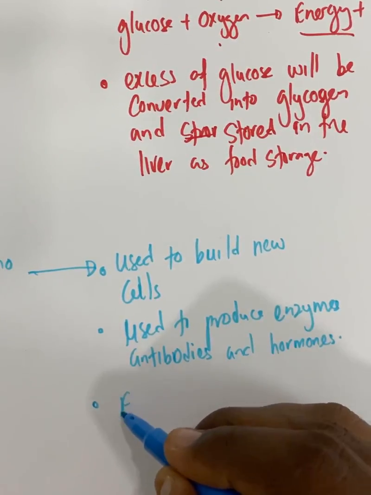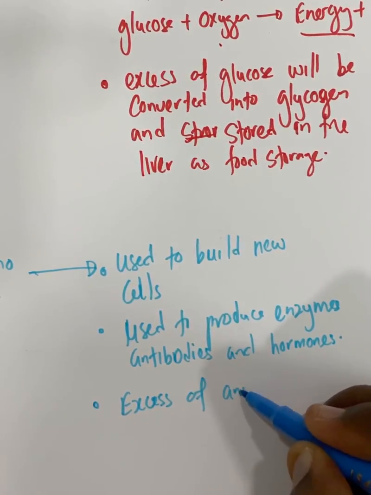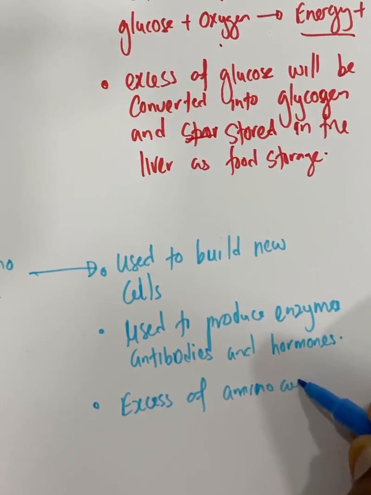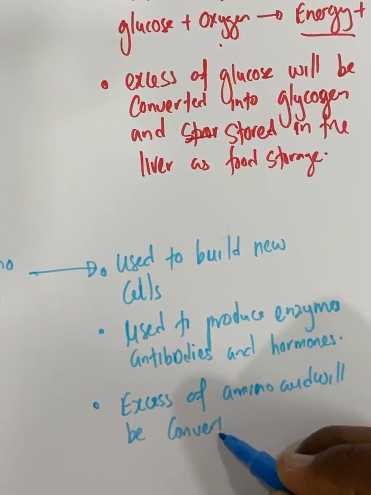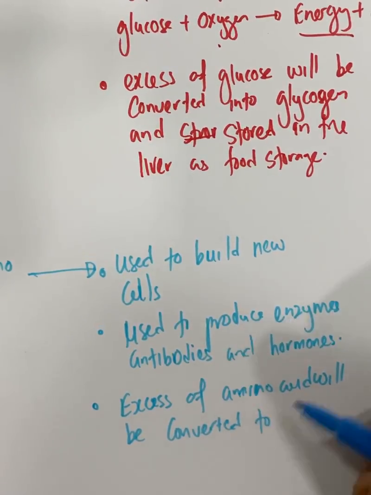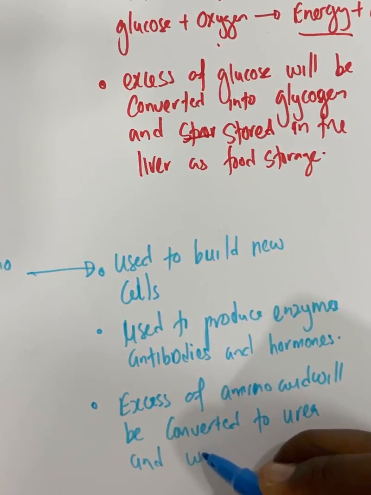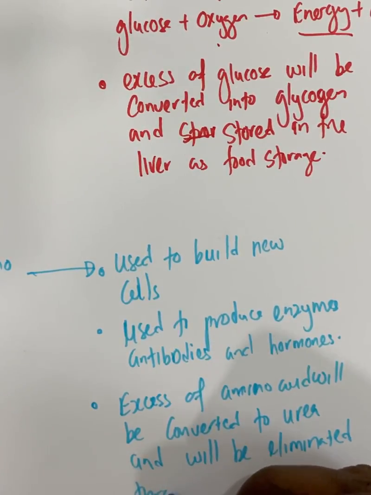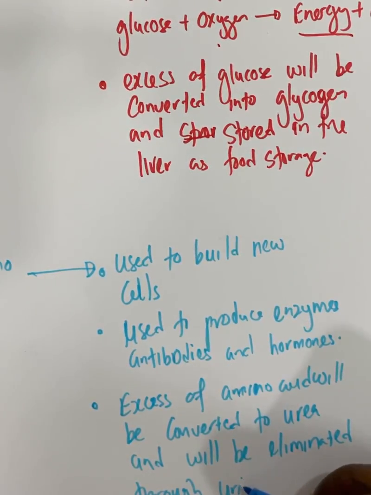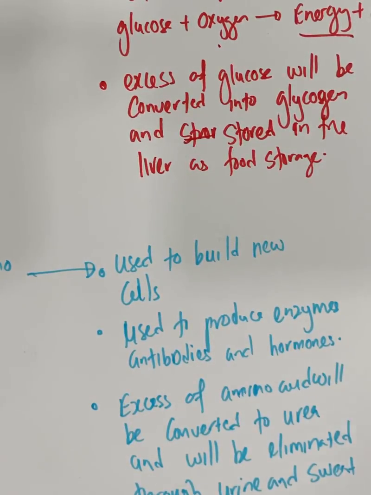Then the excess, must remember this one: excess amino acid will be converted to urea and will be eliminated through urine and sweat. Must remember this one.